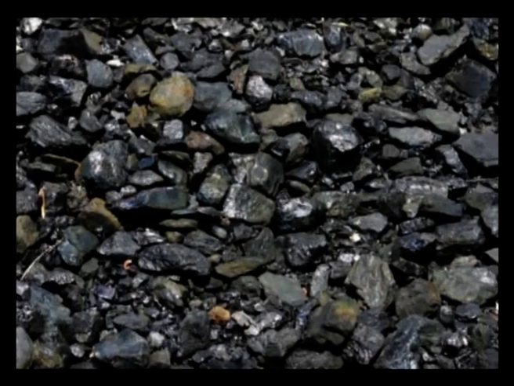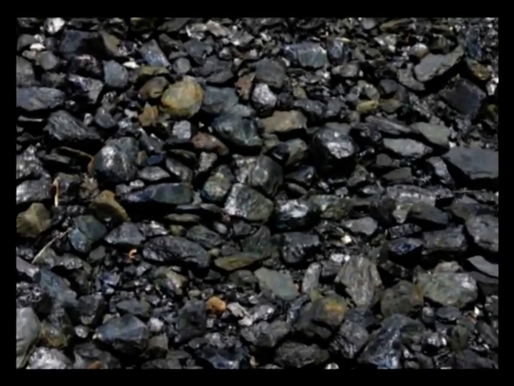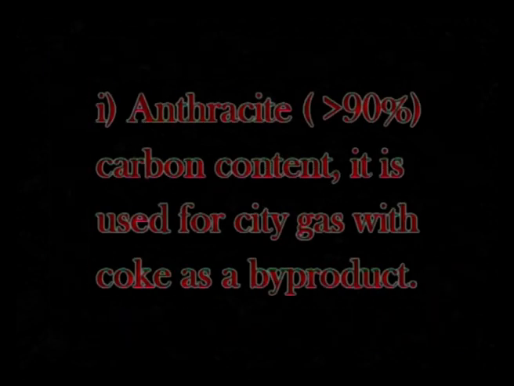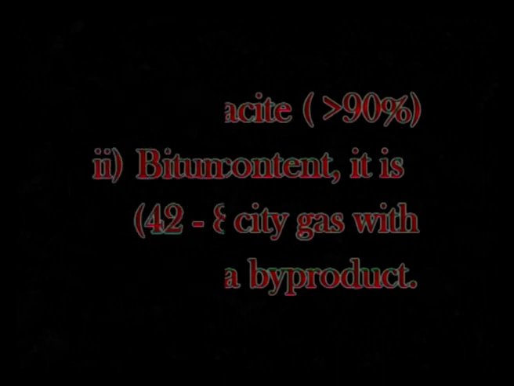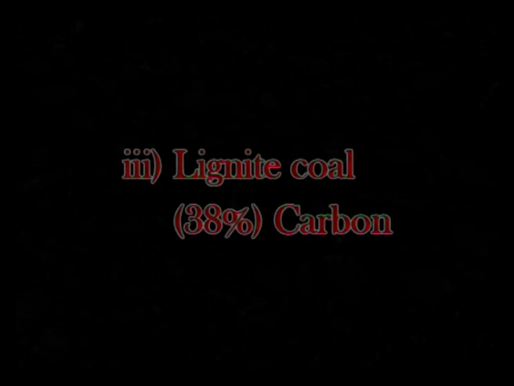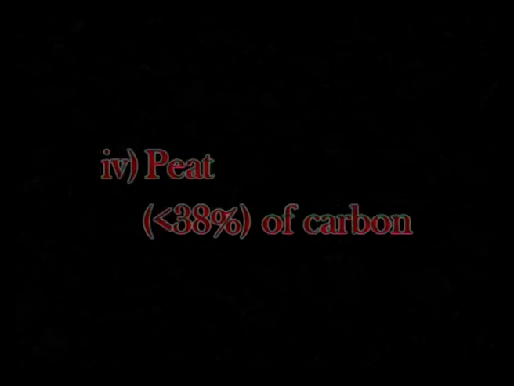Mineral fuels. This includes coal, which are of anthracite, bituminous, lignite and peat, and petroleum, crude oil and natural gas. Coal is a solid black mineral made up of carbon, hydrogen, oxygen and nitrogen in varying proportion. In terms of fixed carbon, coals are classified into anthracite, more than 90% carbon content. It is used for city gas with coke as a byproduct. Bituminous coal, 42 to 83% carbon. Lignite coal, which contains 38% carbon, and peat is less than 38% of carbon content. USA, Canada, Europe, China, Japan, India, Pakistan, South Africa, Australia, Brazil are the chief producers.